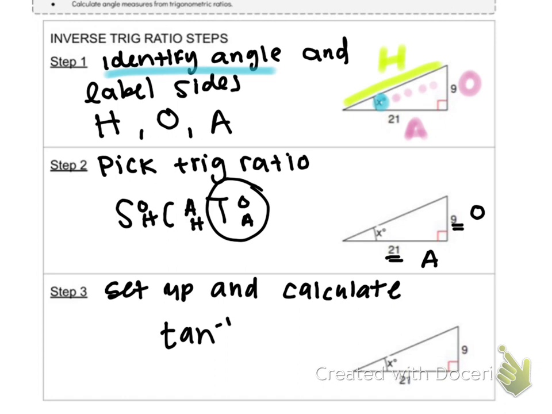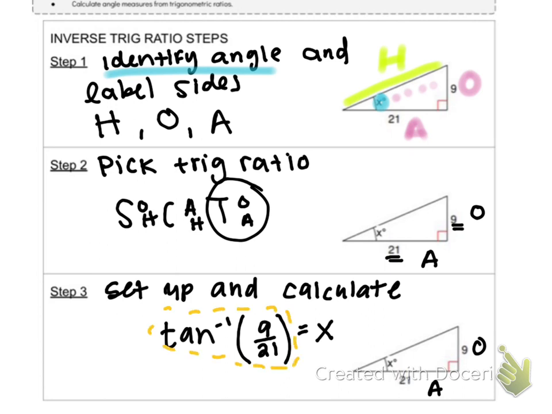If I'm missing an angle, that means you have to use inverse tangent. So put that -1. And because it's inverse, inside the parentheses is not the angle, it's the sides. So you're going to put O over A. O is 9 and A is 21. So 9 over 21, equals, and then your x. That's what you're putting in your calculator.